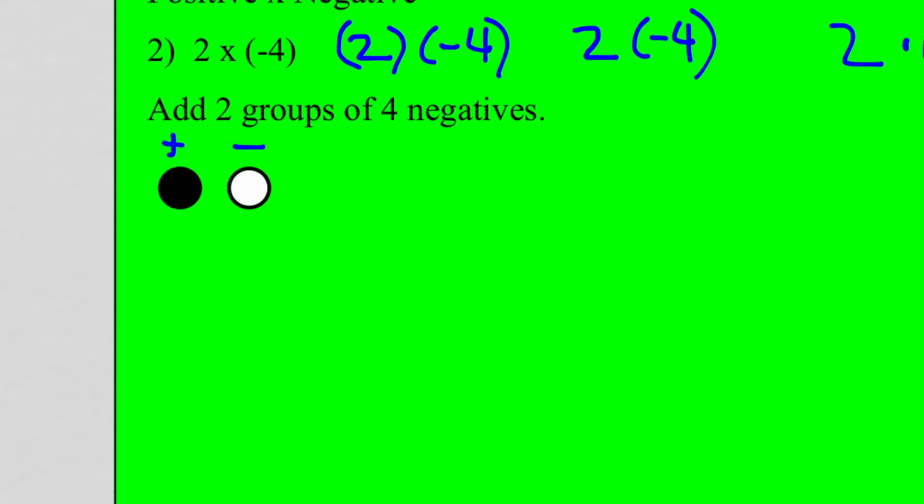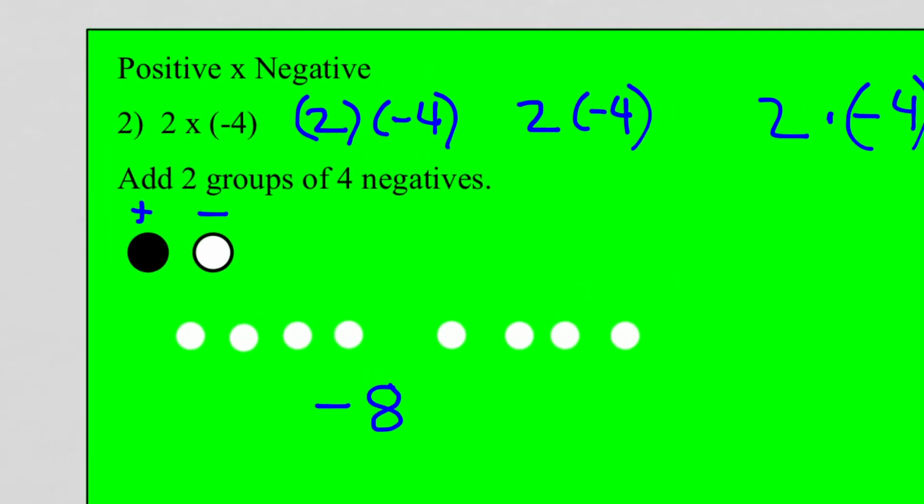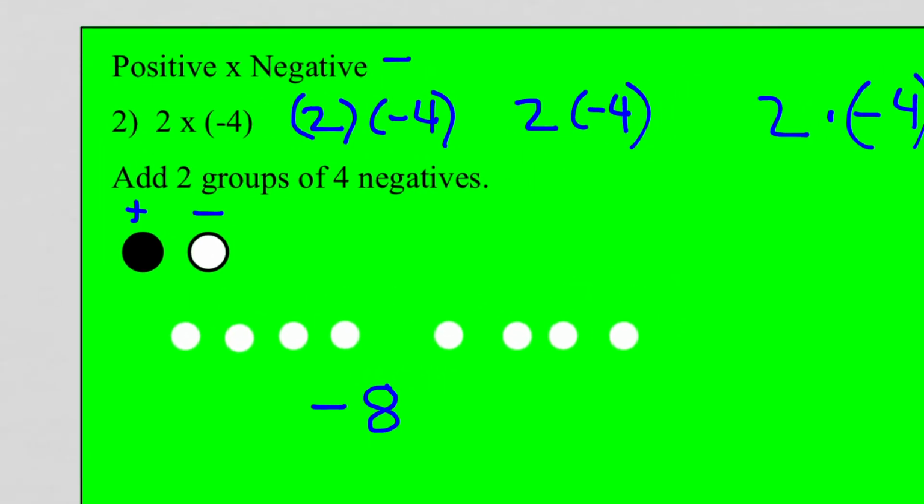So let's make 2 groups of 4 negatives. Unshaded, 1, 2, 3, 4. There's one group. 1, 2, 3, 4. Second group. And we can very clearly see there that 2 groups of 4 negatives is equal to negative 8. So that's negative 8. And then that would prove to us that a positive times a negative is equal to a negative.